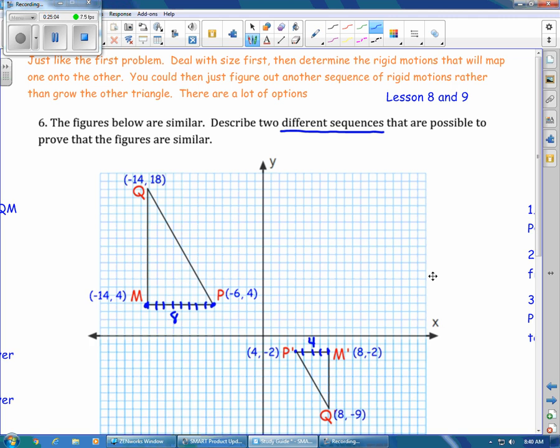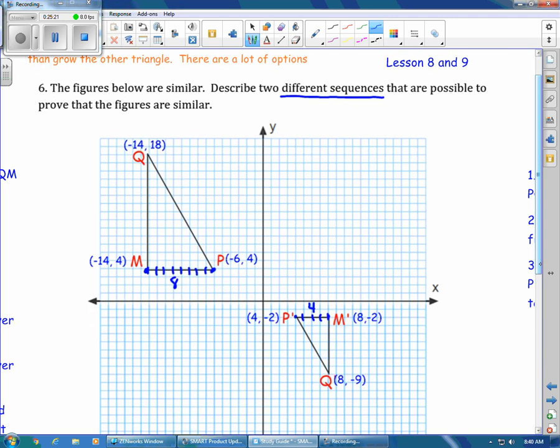If I'm growing triangle P prime M prime Q prime, I would be growing it by a scale factor of 2. If I'm shrinking PMQ, I'm going to be shrinking by a scale factor of 1/2. That's where I'm going to start, I think. So I'm going to dilate triangle PQM by a scale factor of 1/2. I can't remember if I put them. So that's the first thing.